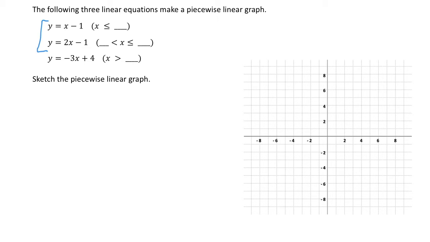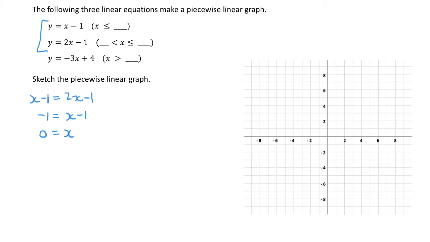To solve them simultaneously, I want to equate the two equations. So x minus 1 equals 2x minus 1. Then minus 1 is going to equal x minus 1. When I move the minus 1 over the other side, it'll be a plus 1. So 0 is equal to x.